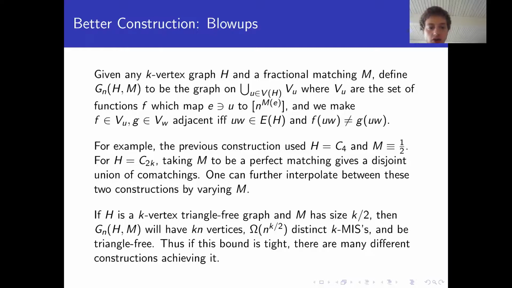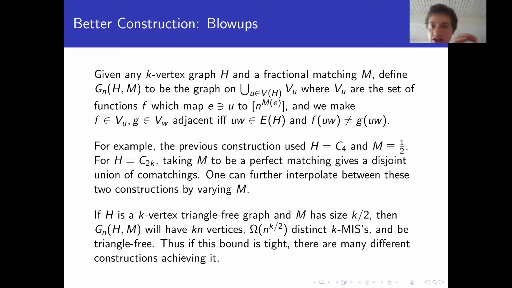Thus, all of these constructions give a new way to prove this lower bound of n to the K over 2. And further, if one suspects that this n to the K over 2 lower bound is best possible, which we kind of do, then it shows that there are many, many different looking constructions which achieve this. And because of this, it may be difficult to prove that this is a tight bound in general. Okay. So that's one way you can generalize this.